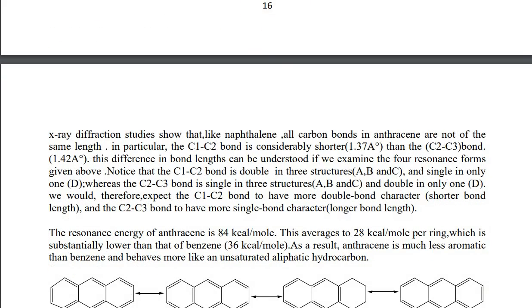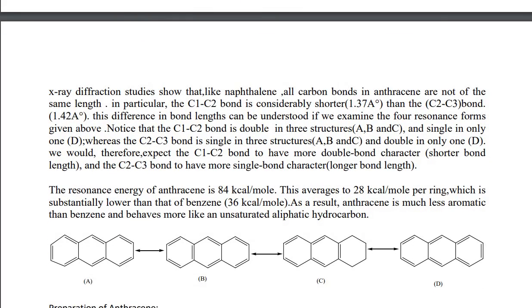Now, this is the resonating structure. X-ray diffraction study shows that, like naphthalene, all carbon bonds in anthracene are not of the same length. In particular, the carbon 1 carbon 2 bond is considerably shorter, and the carbon 2 and 3 bond is longer. And this difference in bond length can be understood if we examine the four resonating forms given below.